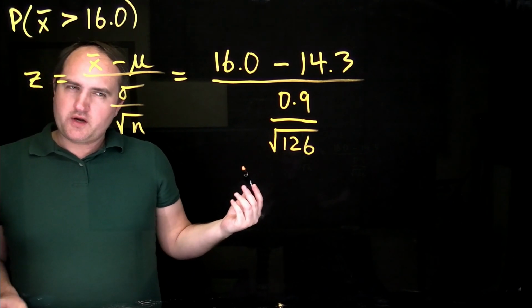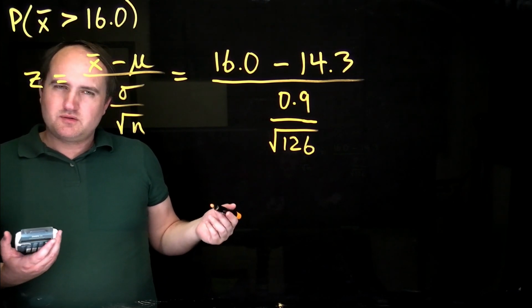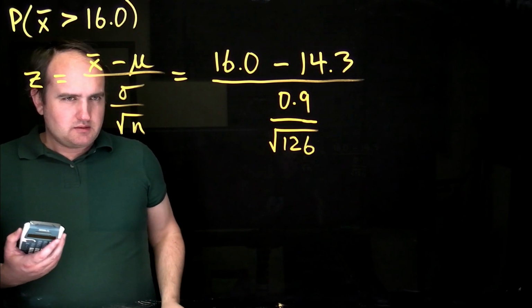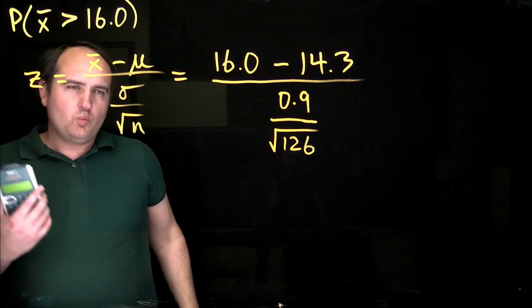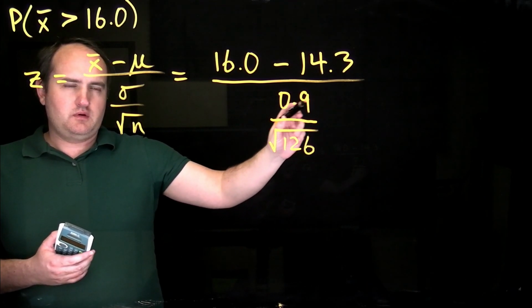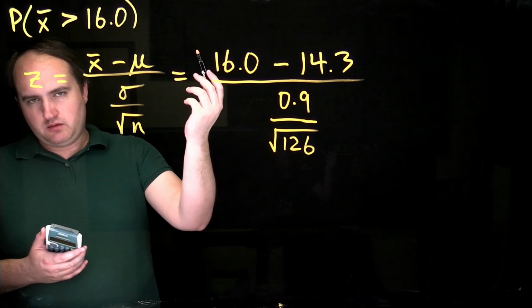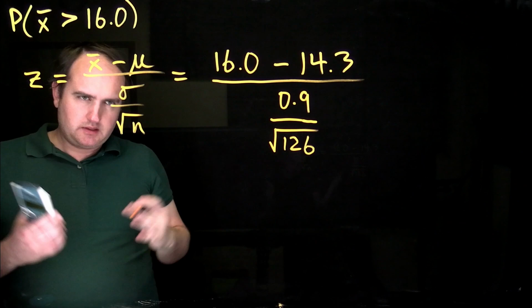So the question is, how do we enter all this into the calculator? And the answer is there are a lot of different ways of doing it. One way you can do it is to just flip this fraction over on the bottom and move the square root of 126 up here. That's one way of doing it.